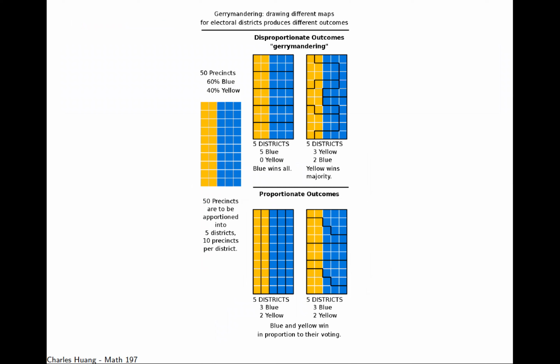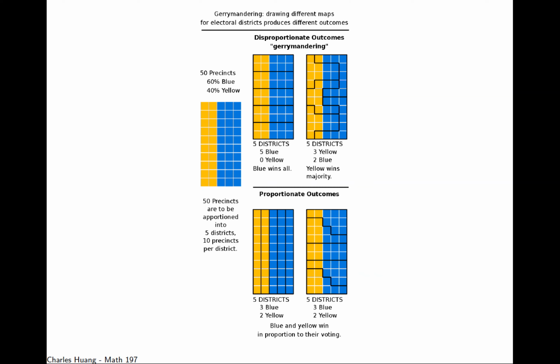And so in real life, what we want to do when we draw our districts is the following. If you look at the number of voters that we have in this picture, we have 60% blue, 40% yellow, or if you want, you can just think of it as 3 columns that's blue, 2 columns that's yellow. So it's a 3-to-2 ratio.